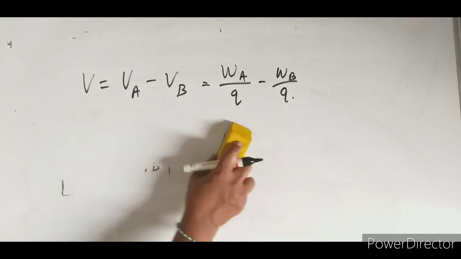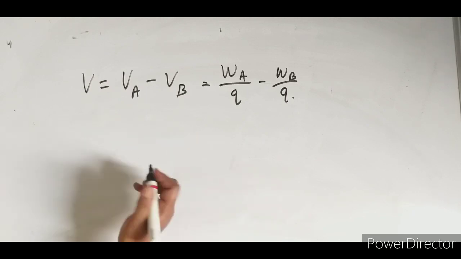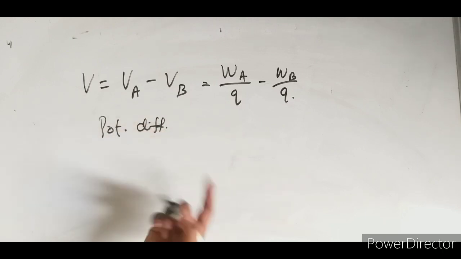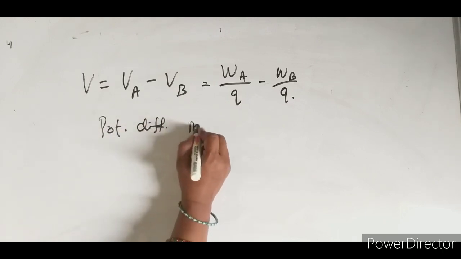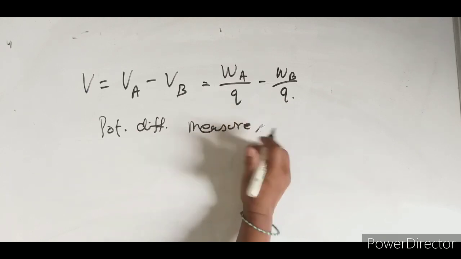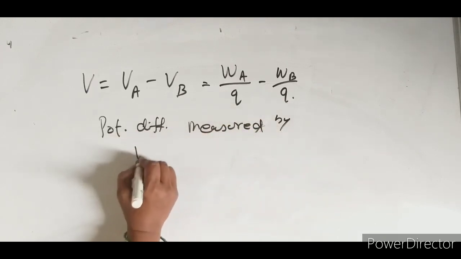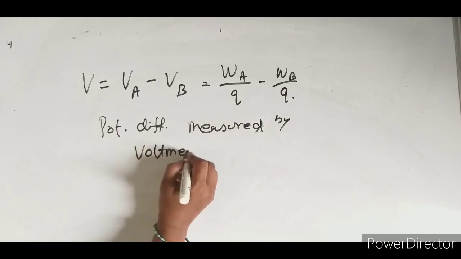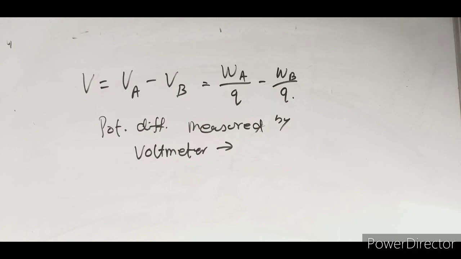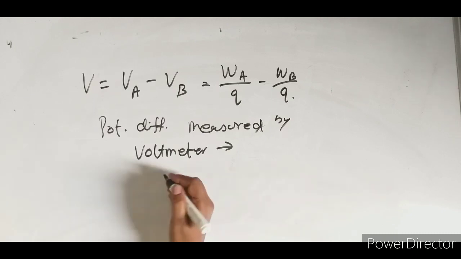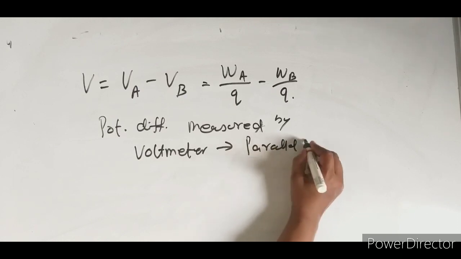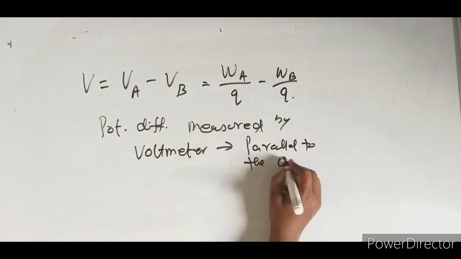And this potential difference, or electric potential, can be measured by a voltmeter. And this voltmeter is connected in parallel to the circuit. Remember this: a voltmeter is connected in parallel to the circuit.